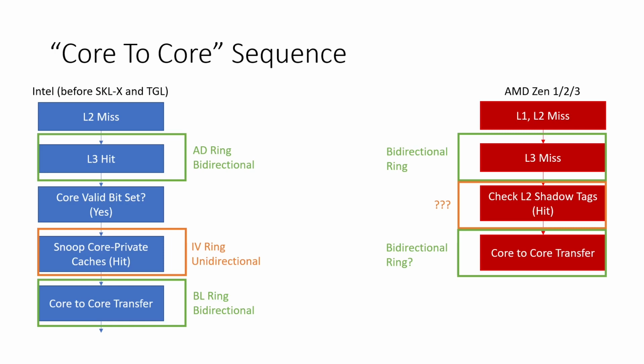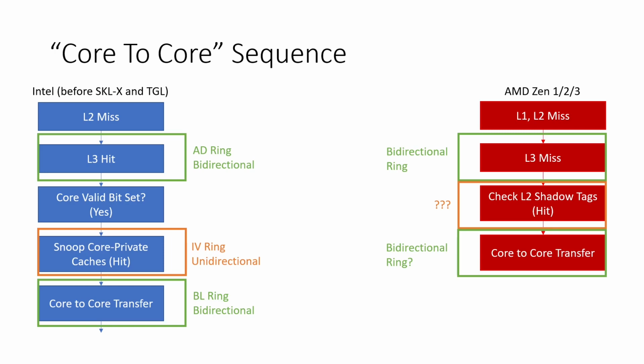And afterwards, it's not totally clear what happens either. AMD definitely needs to invalidate the cache line from the core that had it before it can allow another core to write to it. But I'm not totally sure how that message gets passed around. My guess is it's also passed around on a bidirectional ring, and that would eliminate the core at the wrong end of a ring pattern we see with Intel.